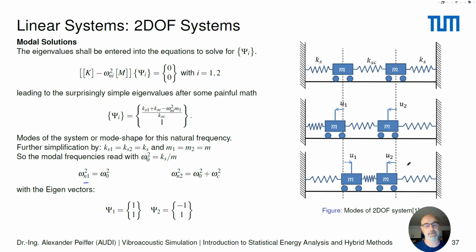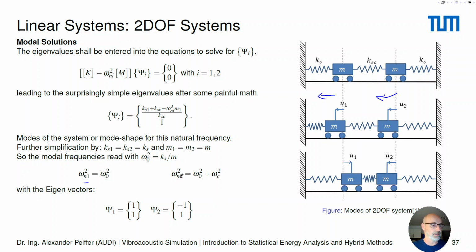And this really makes sense, because the shape would be a global movement, completely synchronous, of both masses. So this is why the modal vector is 1, 1. If those masses are moving totally synchronously, there's no displacement or elongation of the center spring. So it is just as if two oscillators are completely independent, working as a typical harmonic single oscillator.